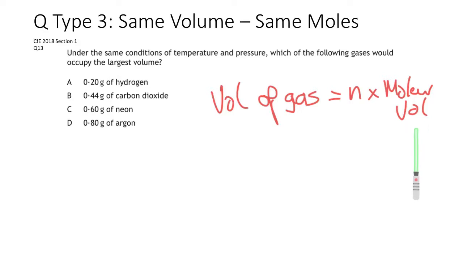If we're talking about room temperature, it's 24 litres per mole. If we're talking about standard temperature and pressure, it's 22.4 litres per mole. It's a constant that we can link to pressure and temperature. So each mole is going to be multiplied by the molar volume. So why bother?